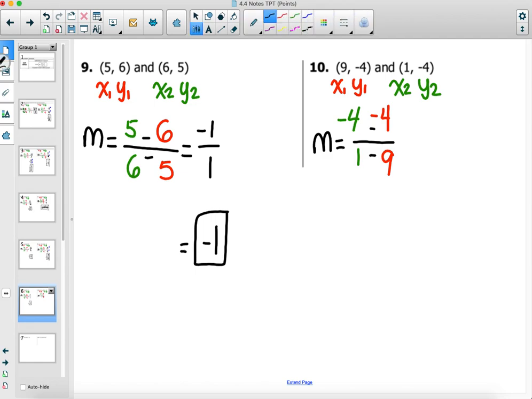Negative 4 minus a negative 4 is 0. 1 minus 9 is negative 8. And this one, 0 divided by negative 8 reduces to just 0.